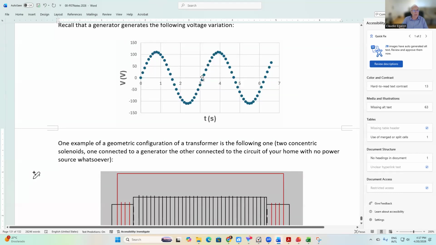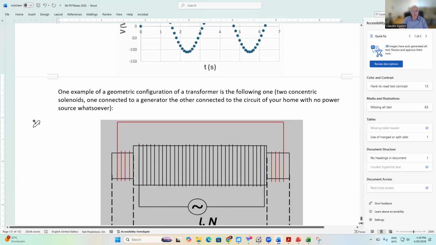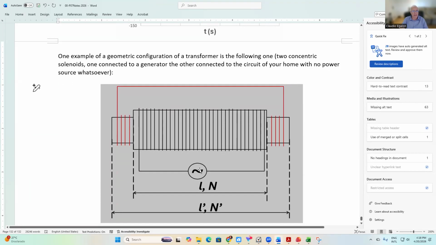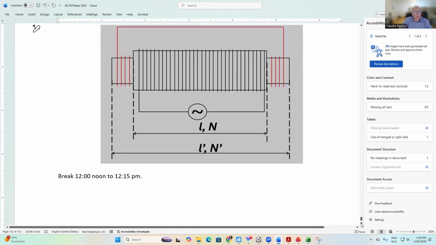If the original generator is operating at 110 volts, this original generator can be connected to another solenoid, for instance, right? The generator connected to a primary solenoid. Here you go, generator connected to a primary solenoid. This circuit can induce a current in another solenoid. And depending on the number of turns that each of those solenoids have, you can either increase or decrease the peak voltage. That's what transformers do.